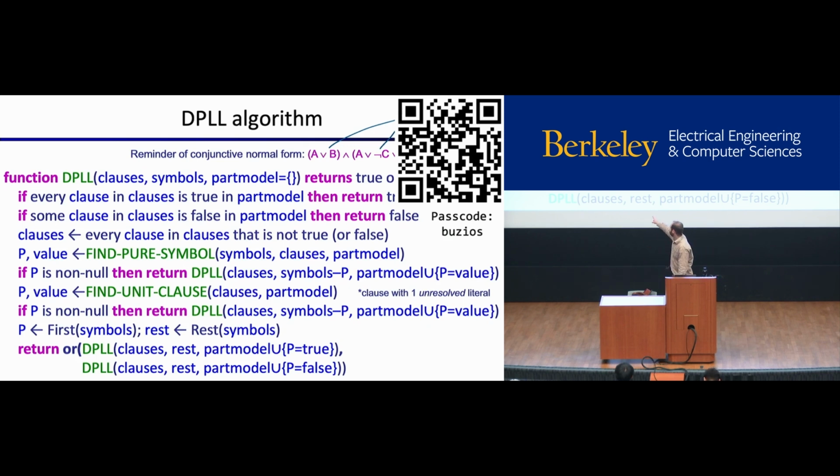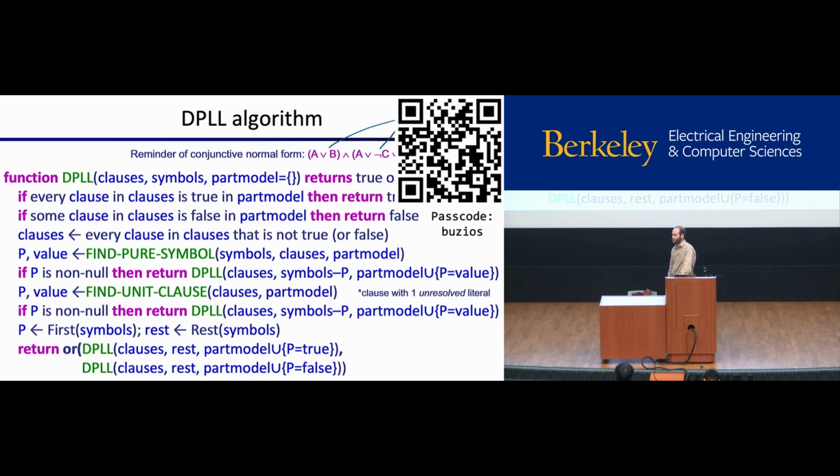This last bit. So if none of the tricks worked, then we just have to take a guess. Okay, maybe let's try A being true. And then if that doesn't work, we'll try A being false. So that's what this does. We pick a symbol, let's say A. We set it to be true, and we try running the algorithm again from that point. And if it doesn't return true, then we try setting A equals false.